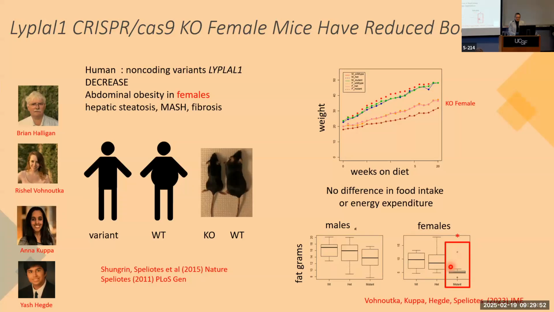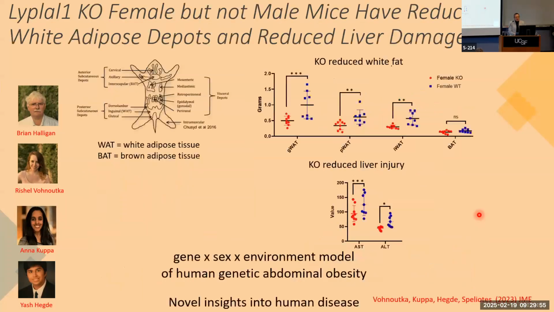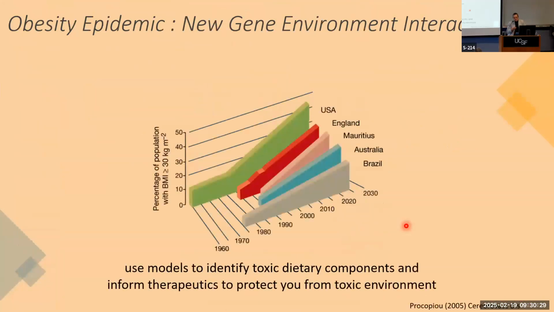By NMR, you could see that they had decreased fat. When you dissected out the fat depots, you could see that these animals had reduced white adipose tissue, but not brown adipose tissue, and also decreased deposition of fat in their liver. The other very interesting thing is that this was diet dependent. You saw this phenotype when you put them on a high fat, high sucrose diet, but you did not see it when you put them on a chow diet. So basically, this is a gene by sex by environment model that may mimic the human biology and gives us novel insights into the disease. In particular, using these mouse models, you can potentially better dissect this gene-environment interaction.